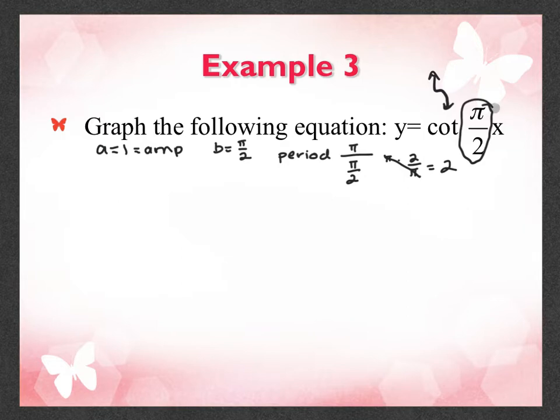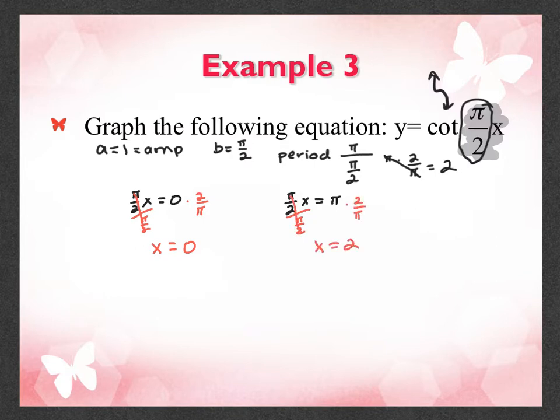Now I'm going to take the bx minus c, which is this whole thing here, and I'm going to set it equal to 0. And I'm going to set it equal to pi. And I'm going to solve for x. So dividing by pi over 2 is the same thing as multiplying by 2 over pi. And I get x equals 0. Divide it here. Multiply by the reciprocal. And I get 2. These are my center asymptotes.